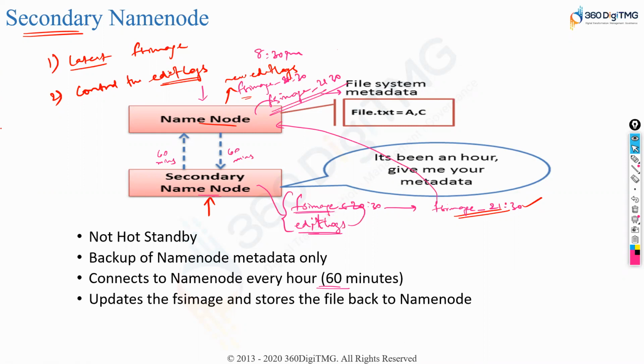Files get copied. The work of name node continues. That doesn't get hampered. It keeps doing whatever it is doing. Secondary name node in between copies these files and puts back the latest FS image into your name node. That's all it does, nothing else. Yeah, nothing stops, Mayur. Everything goes as is.